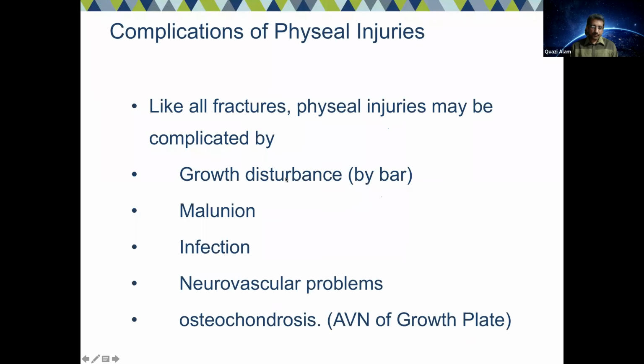So what are the complications of these physeal injuries? Like all fractures, physeal injuries may be complicated by growth arrest, which is frequently caused by the bar, or there can be some malunion, infection, neurovascular complications, or osteochondrosis also, which is also known as the avascular necrosis of the growth plate. But due to shortage of time, I am going to talk about only the first one, that is the growth disturbance by bar.